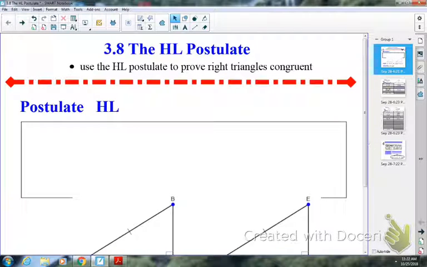Okay, so what we're going to focus on today, we are going to use the hypotenuse leg postulate to prove right triangles are congruent. Now, we can still prove right triangles are congruent by one of the other methods, but this one specifically only works for right triangles.